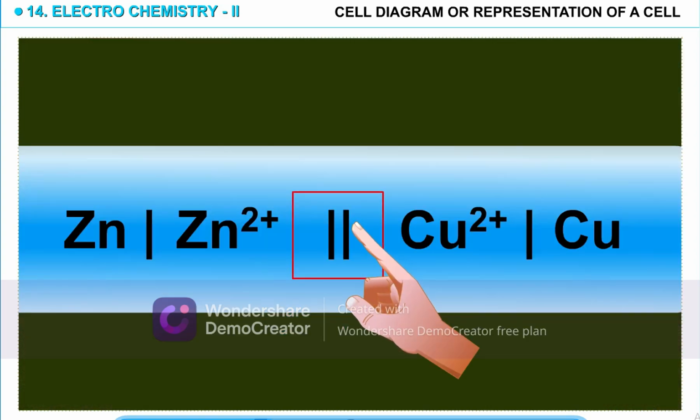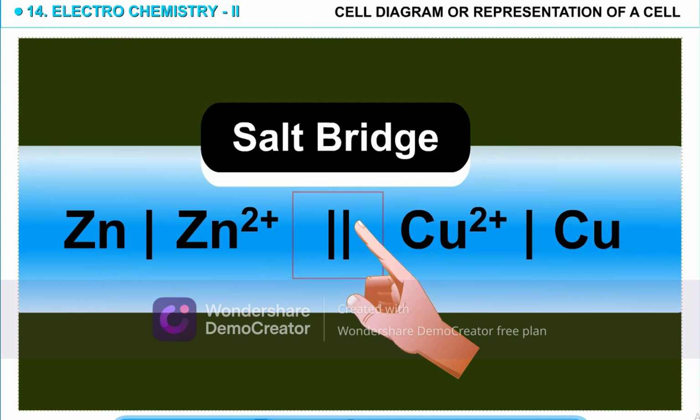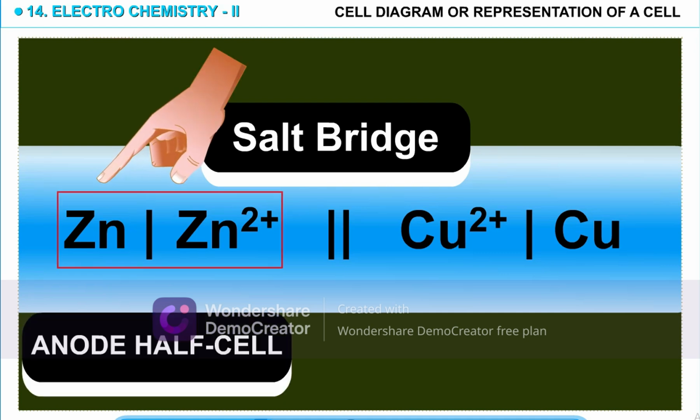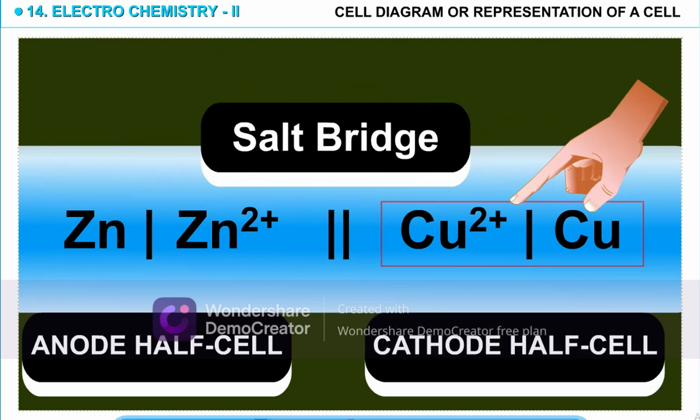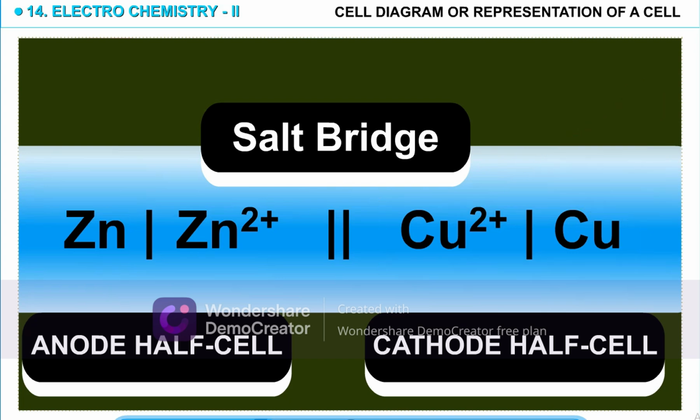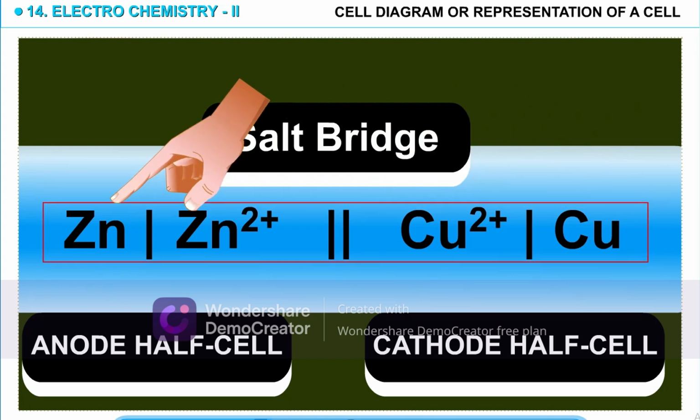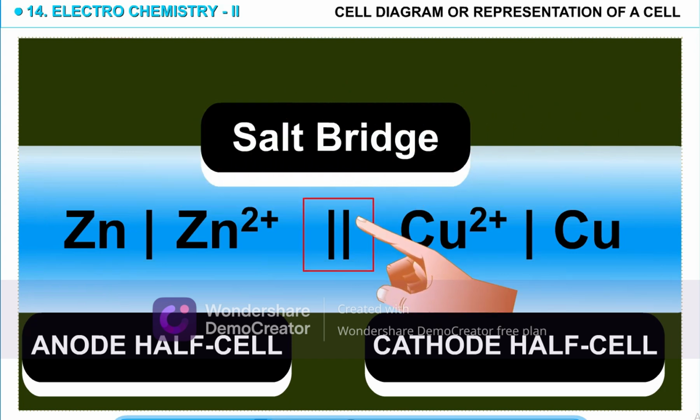A double vertical line represents the salt bridge, porous partition, or any other means of permitting ion flow while preventing the electrolytes from mixing. Anode half cell is written on the left side and cathode half cell on the right. In the complete cell diagram, the two half cells are separated by a double vertical line, that is the salt bridge in between them.